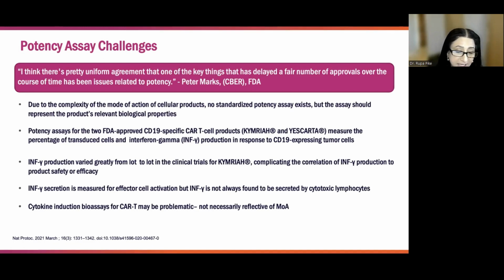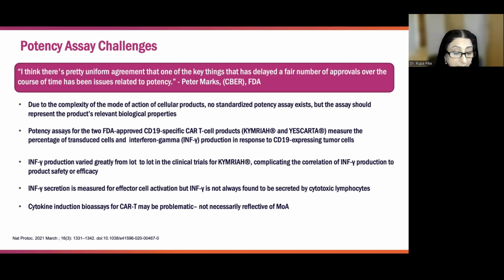I've listed some of the other challenges that are faced by many developers and sponsors. There are no standardized potency assays due to the complexities of mechanism of action. In many studies, although characteristics such as migration, proliferation, persistence, and specific phenotypes are linked to a positive clinical outcome for many adaptive cell therapies, only the cytotoxic activity of the effector cells led to a reduction in tumor burden and is therefore considered to be the preferred mode of action for a release assay. And this is an important point because there has to be a connection of what's happening in vitro and in vivo.